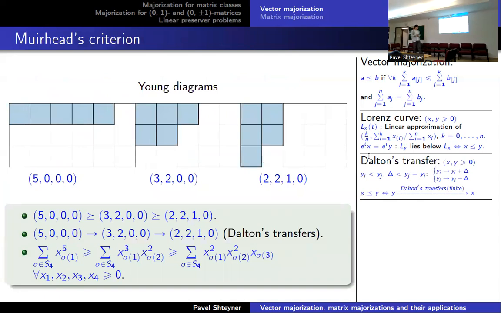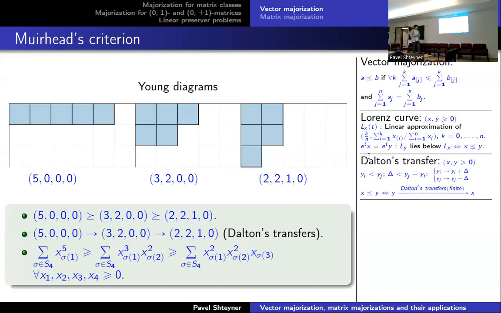A very good way to illustrate all this is with the help of diagrams. This is a notorious object used to represent many things like monomial symmetric polynomials, partitions, and even group representations in certain groups. So we have, let's see, three vectors. They are ordered in terms of majorization. This one is the largest, this one is the smallest among the three. So what actually occurs is the Dalton transfers, transfer of wealth from individual one to individual number two. And on this step, the wealth is transferred from individual one to individual three.